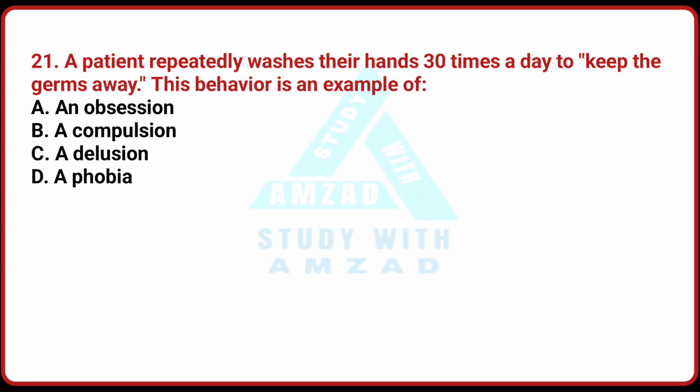Next question. A patient repeatedly washes their hands 30 times a day to keep the germs away. This behavior is an example of: option A, an obsession; option B, a compulsion; option C, a delusion; option D, a phobia.